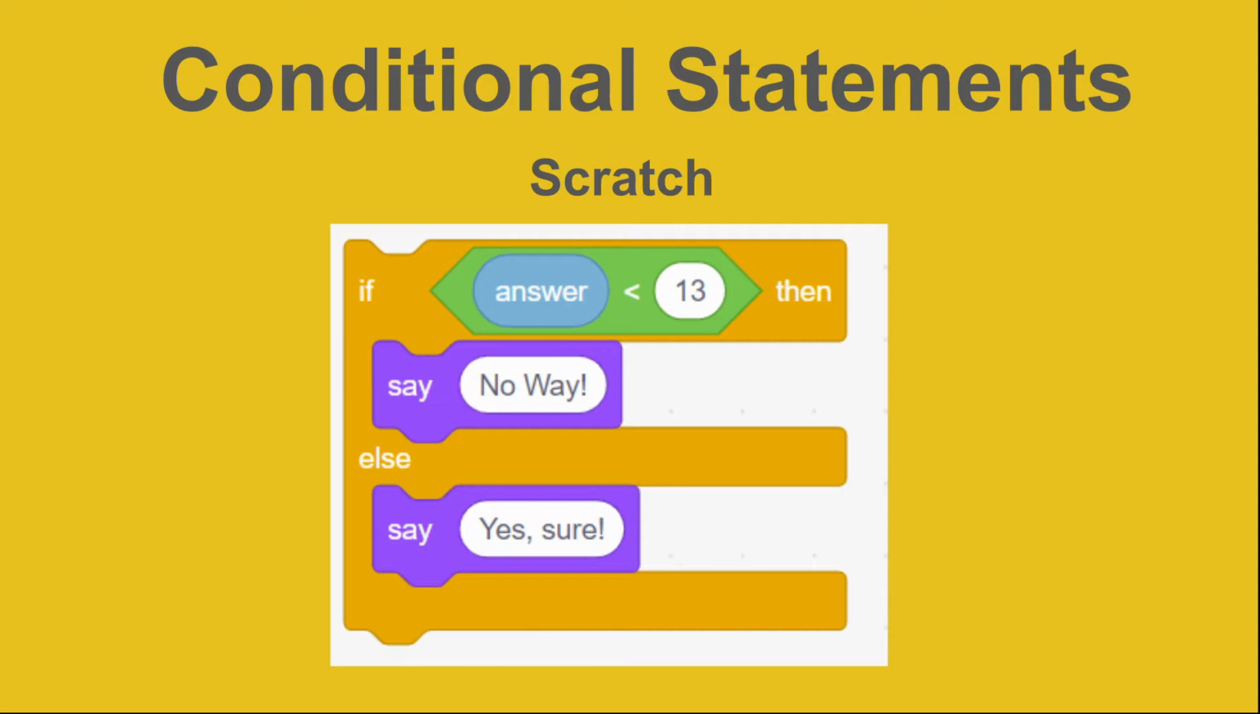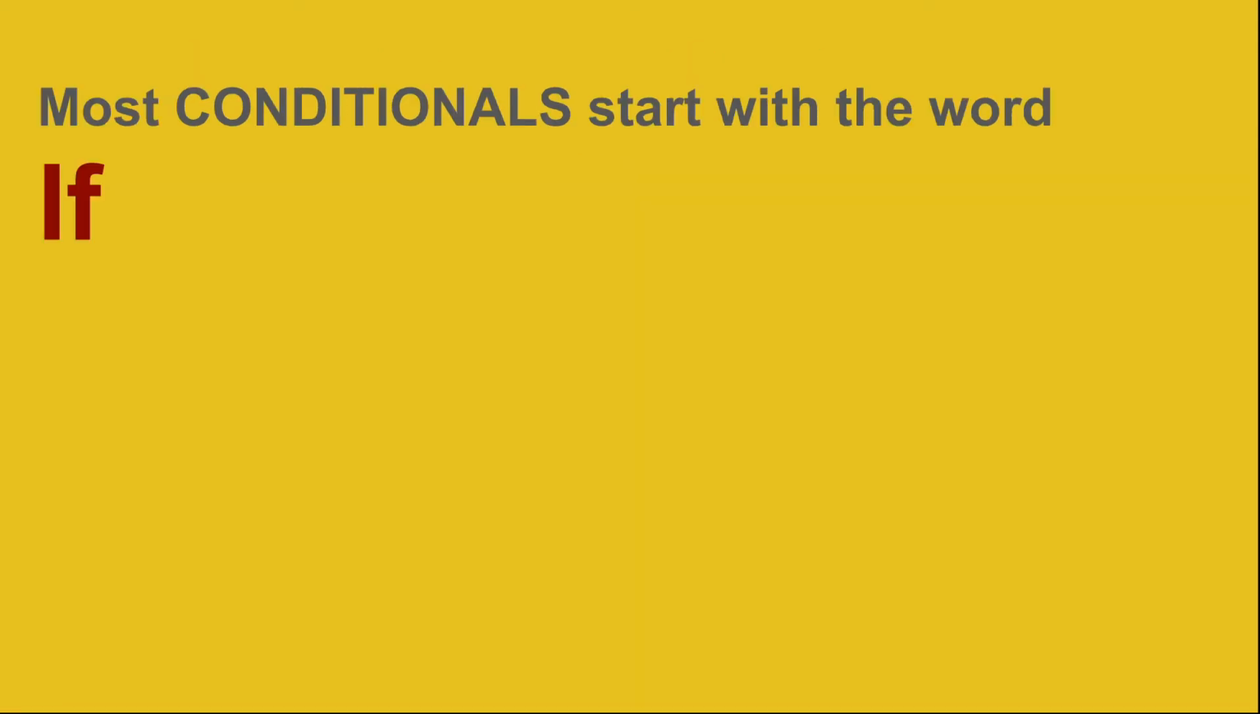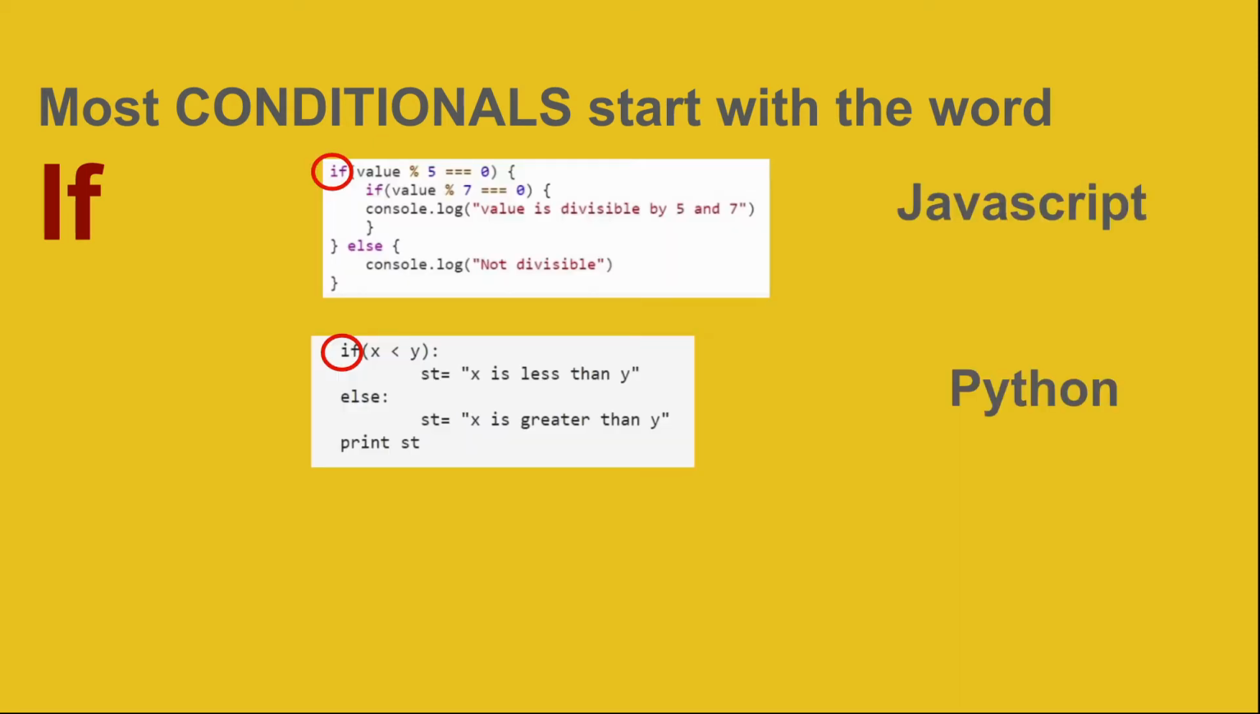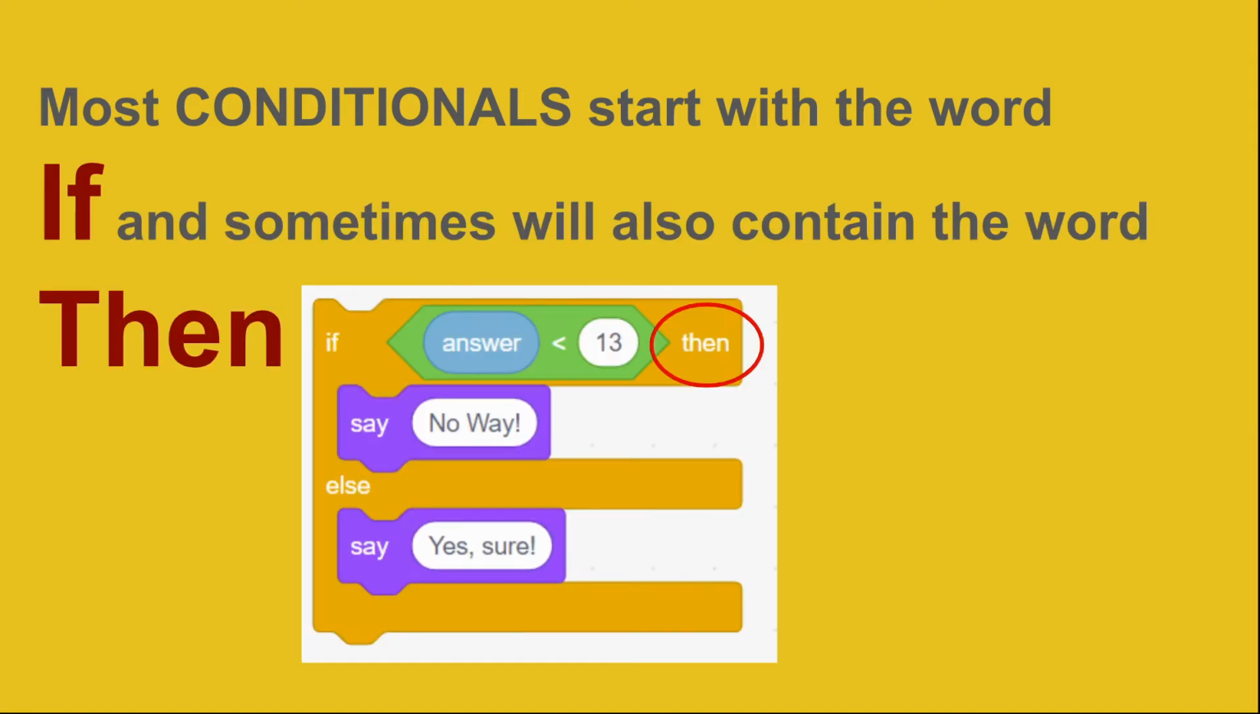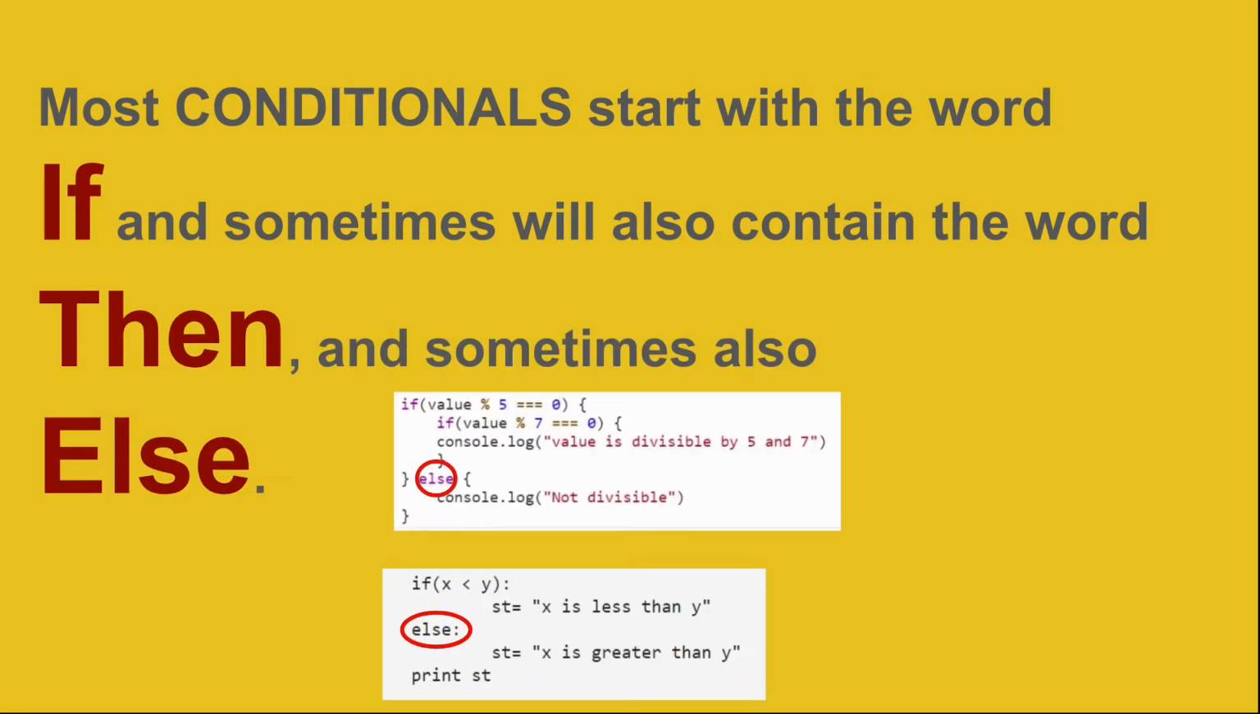So generally, a good rule of thumb is almost all conditionals that I've ever seen start with the word if. Here it is in JavaScript, Python, and C++. Sometimes it will also contain the word then. In the case of Scratch, it does. It doesn't in JavaScript or any of those other languages I showed. It used to in BASIC and other languages, but then is still existent in Scratch.